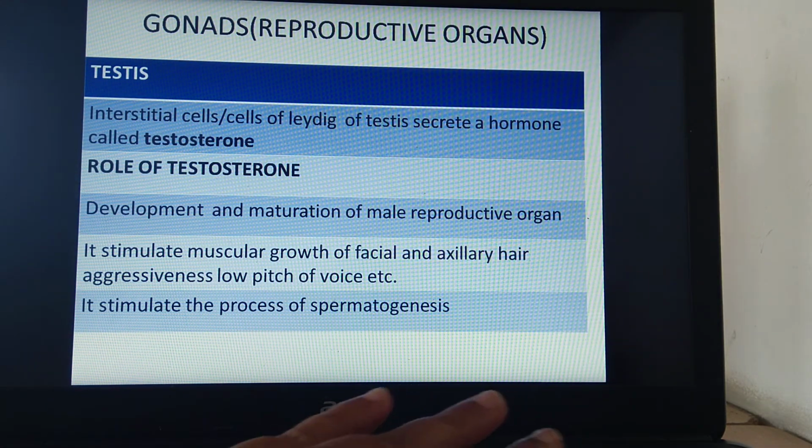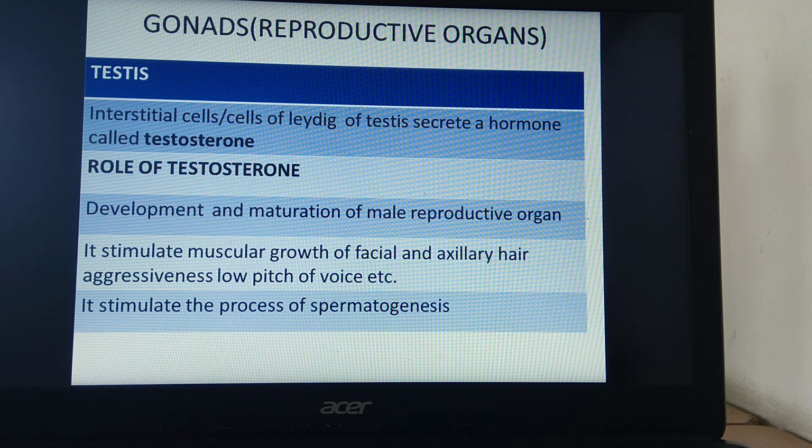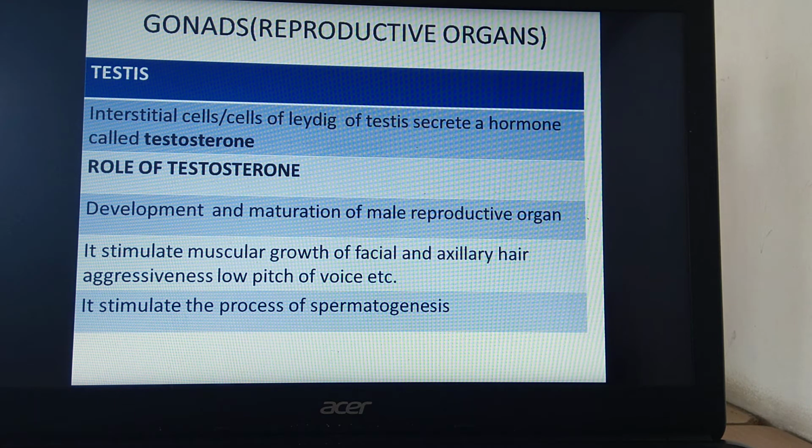Next to that, we are going to study the next type of organ which acts as an endocrine gland, and these organs are the gonads. I think you know that gonads means the reproductive organs, or the sex organs like testes and ovaries. Testes in case of male individuals and ovary in case of female individuals. So we'll study about testes now. The testes consist of interstitial cells.